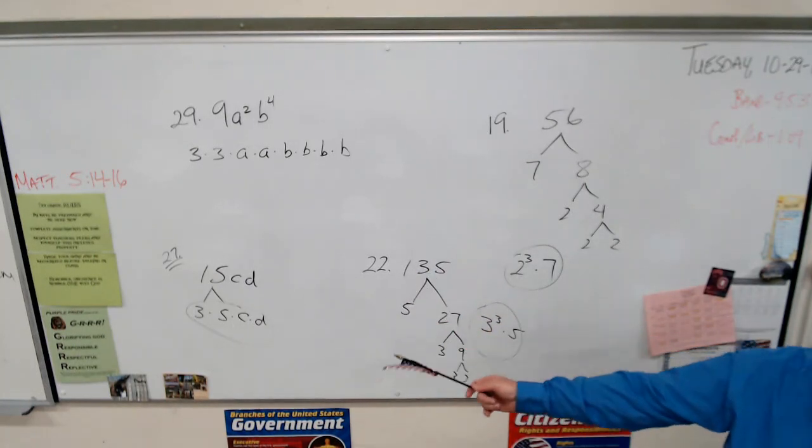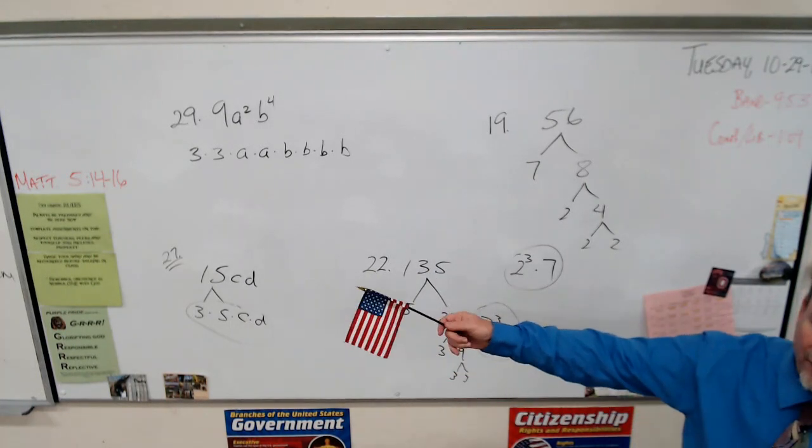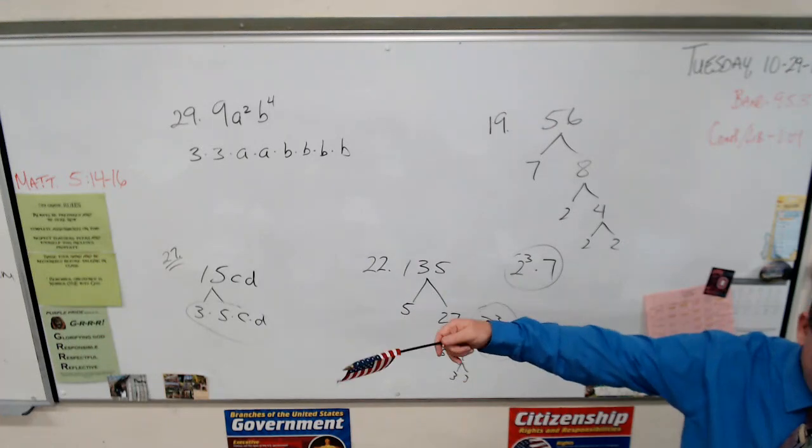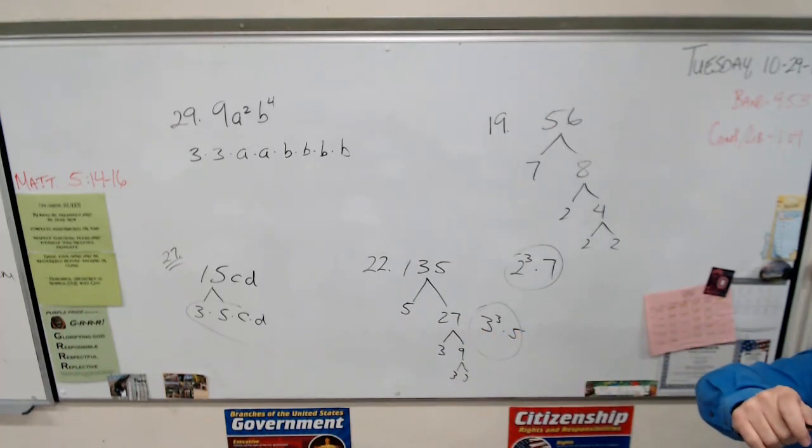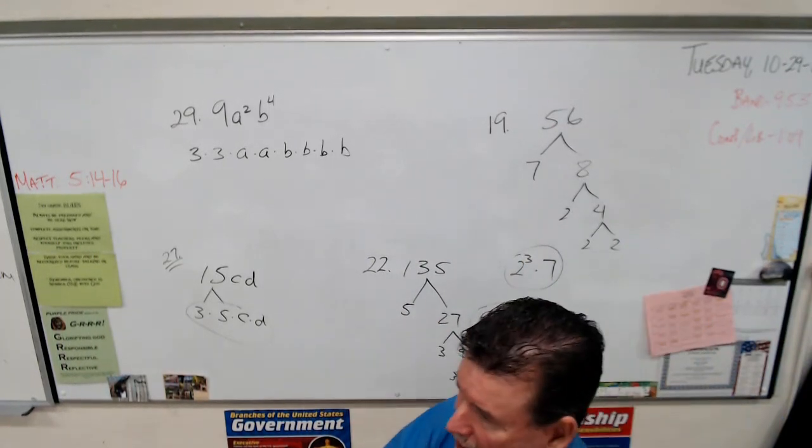All right. Why'd we do all that? Why'd we do all this factoring? So we could find the greatest common factor. Why do we find the greatest common factor?